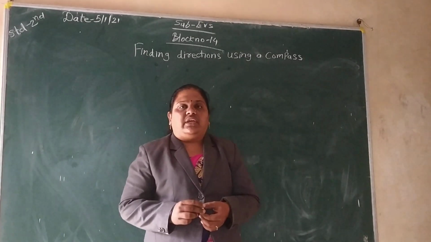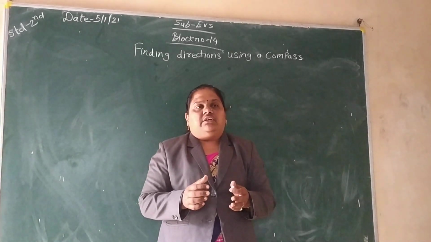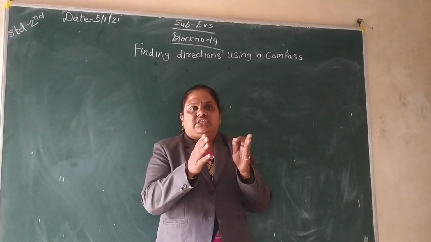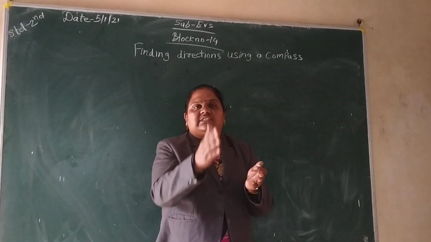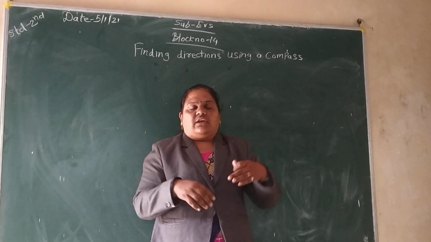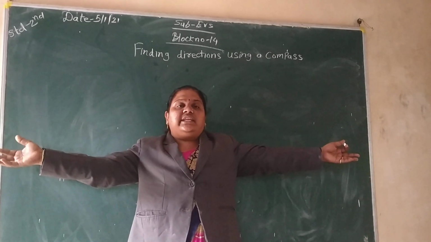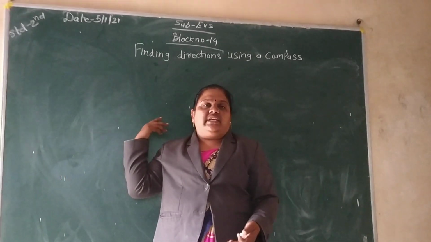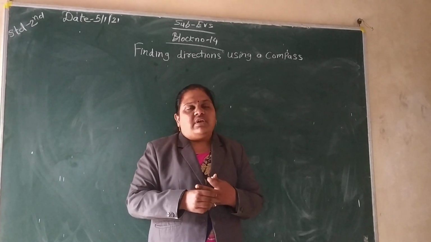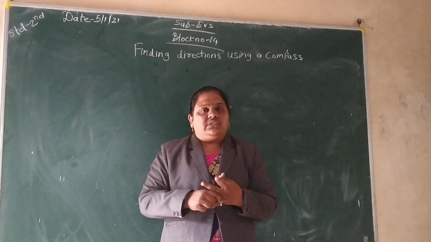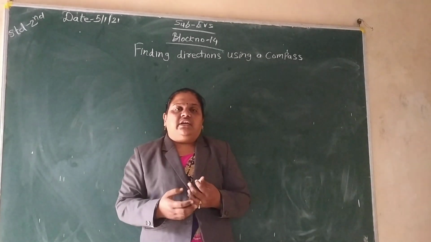Why? When we are standing, we can understand with the help of the sun which is north, south, east and west. Where is the sun? We can say that is east. On the left side there is north, on the right side there is south, and on the back side it is west. So we can find this direction very easily with the help of the sun. But where there is no sun, we cannot find it. So we can use the compass to find the directions.